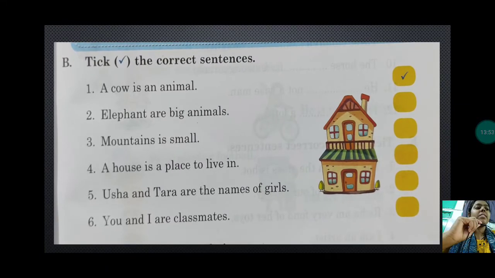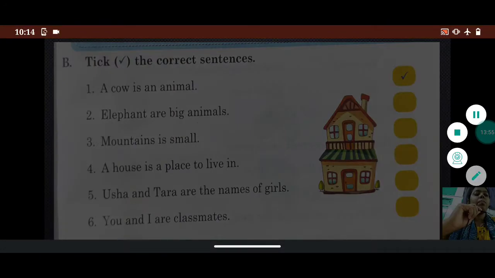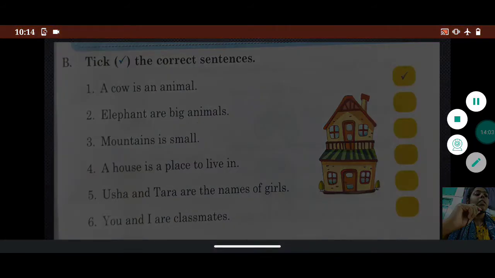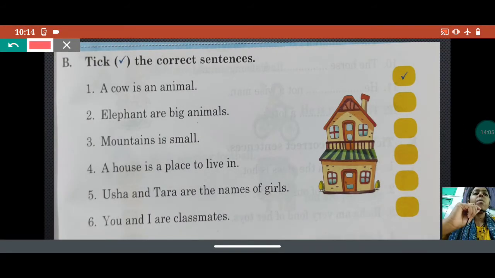Now students, let us do question number B in your book. It is told, tick the correct sentences. You have to read the sentence and then you have to tick this box whether it is correct or not. Number 1, a cow is an animal. Okay, this is correct. Why? Because only one cow is written, that means we are talking about a singular noun. So we will use is.